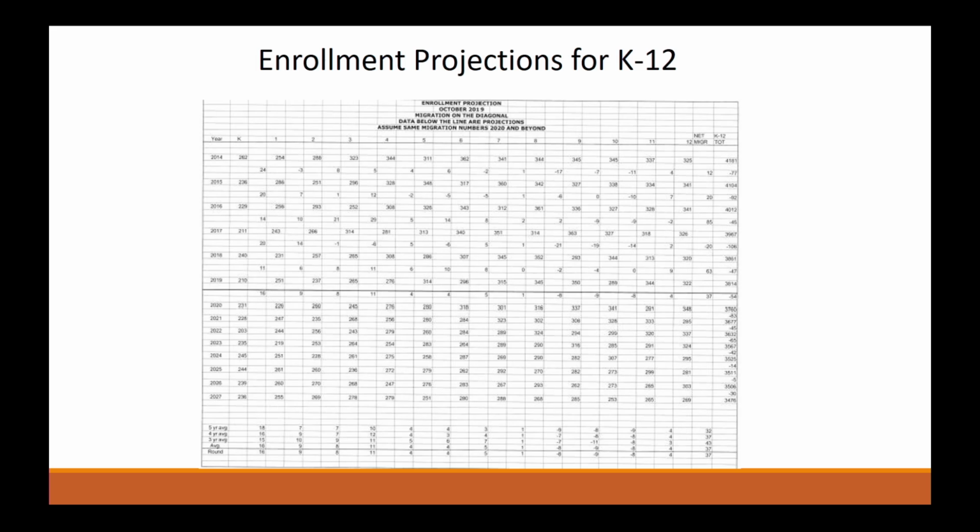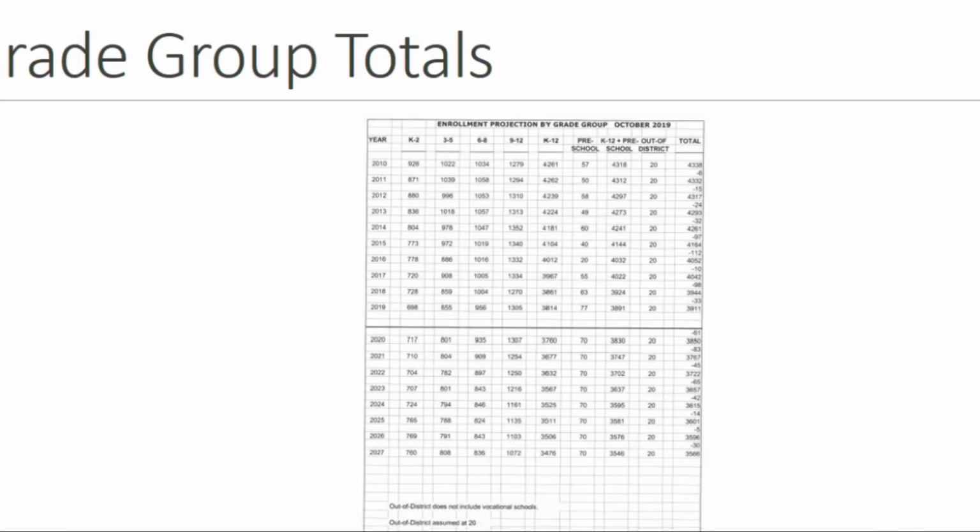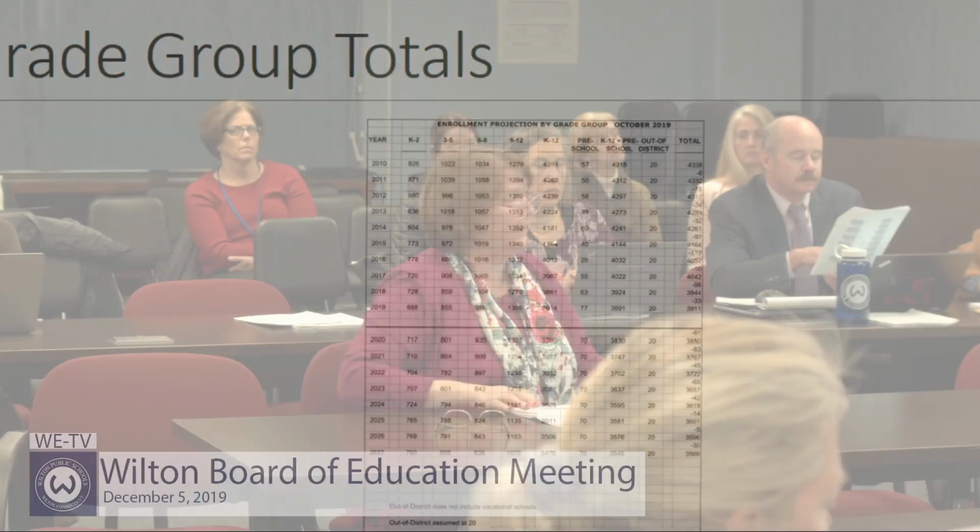These numbers down here are the ones that I had used to see if I was within striking distance, and I felt comfortable. So that's what it looks like from 4K to 12. And now Amber, let's look at grade group so we can see what each school is going to look like. Okay, can we get that a little bigger?